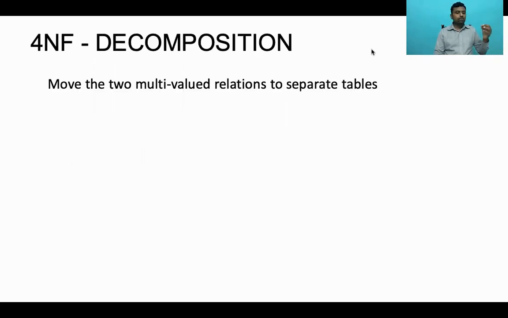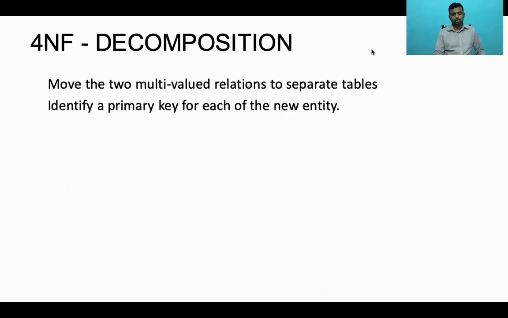Now, if there are multi-valued attributes, move them to separate tables. If at all I have multi-valued attributes, better to move them and separate them into two tables. Then, after separating, one important thing that we see from the beginning till the end: find a primary key for that particular table, right? Let us see an example.